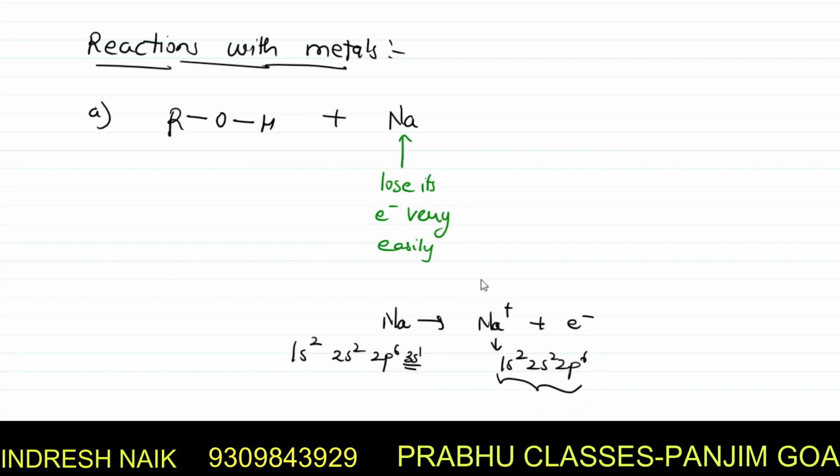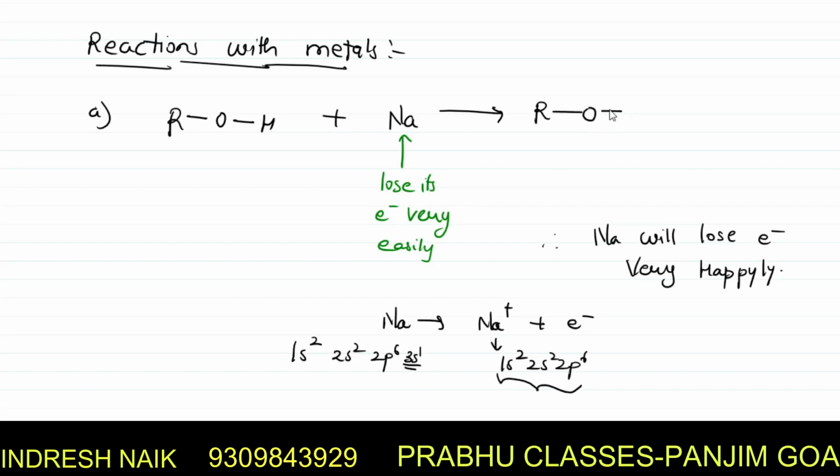Therefore, sodium will lose the electron very happily, because it is going to attain a noble gas configuration after the loss of the electron. Now, who will gain that electron? This bond breaks, then it will form H plus. This is ready to give H plus, right? So here what forms is RO, that was Na plus.